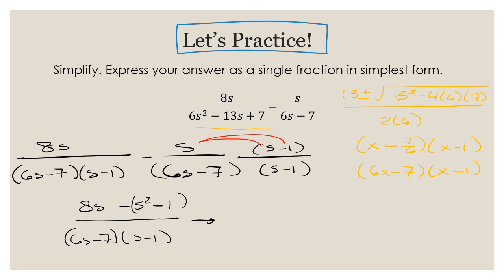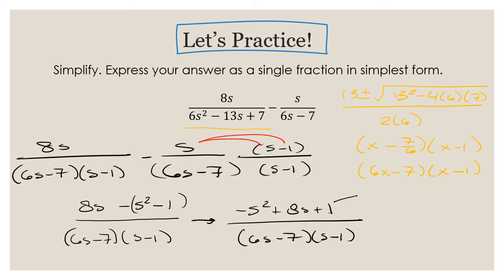So let's simplify this. That gives us negative s squared plus 8s plus 1 all over 6s minus 7 times s minus 1. Now you need to ask the question, can you do any more simplifying? You could try simplifying this numerator, but I did it and it didn't work. So this must be my final answer.